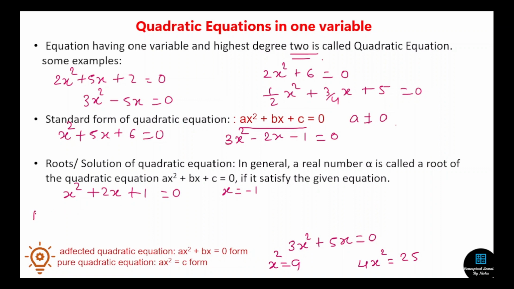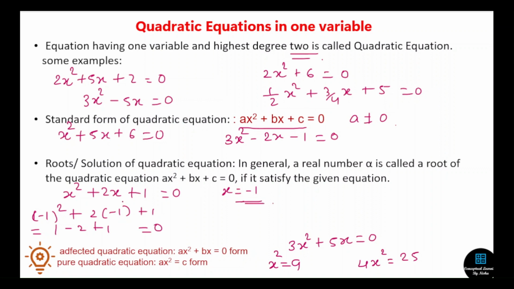So (−1)² + 2 × (−1) + 1. Now when I simplify this, I'll get 1 − 2 + 1. This gives me 0. Here we got the 0, right? So this x = −1 is called the root or the solution of this equation.